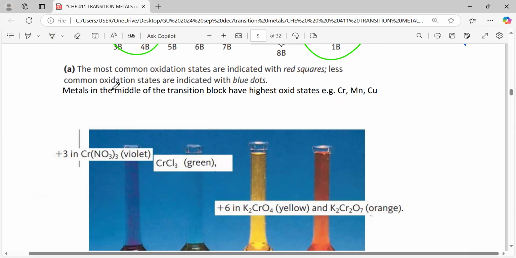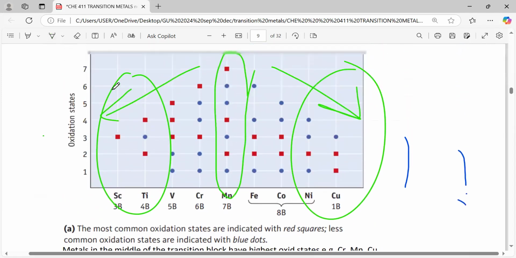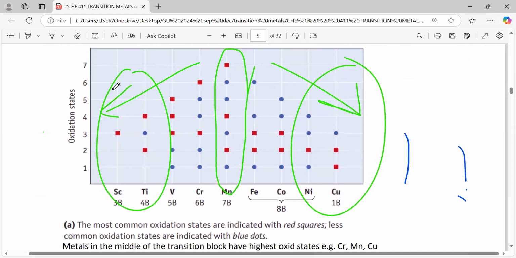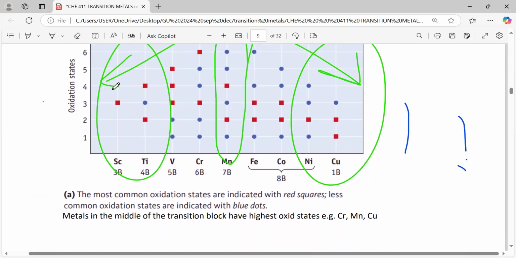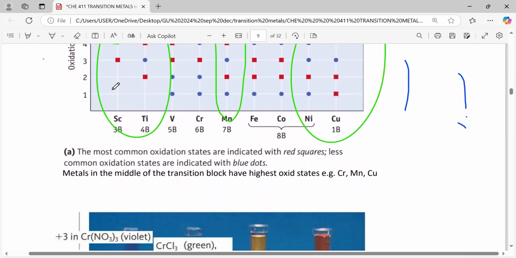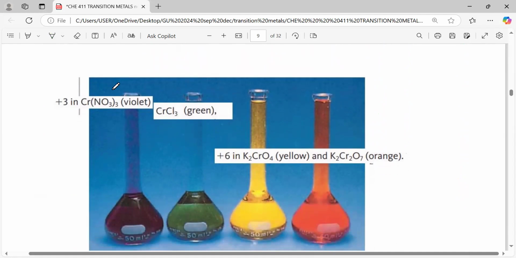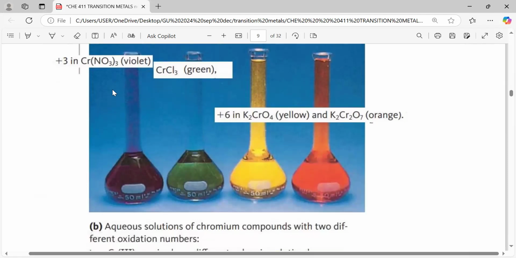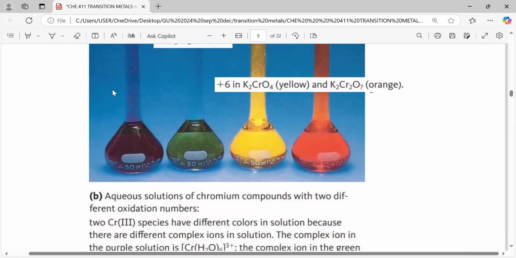From this table, the commonly occurring oxidation states are indicated by red, and the rare ones with blue. And again, very important is that when oxidation states change, we also see color changes, because the electronics of these elements change.